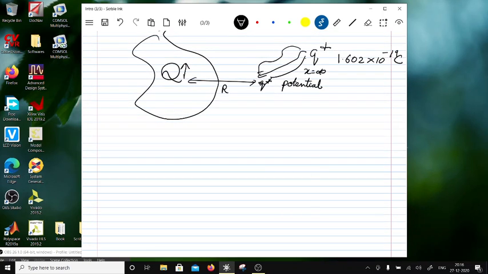Now what is this force? Force is K into Q plus divided by r square. This force is going to be repulsive because it's a positive charge. The intensity of this force is qualitatively linked to electric field intensity. So the higher the Q, the more the force, and the more the E.